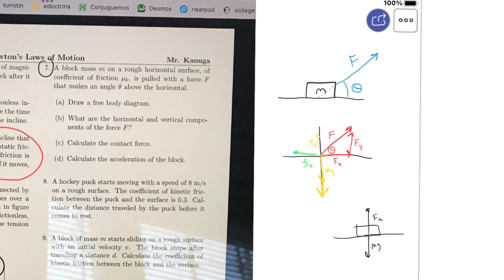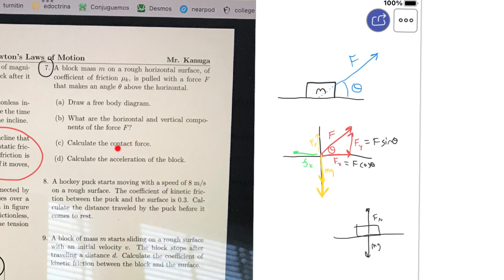So, horizontal, vertical components. Well, this is equal to F times sine theta, okay? And this is equal to F times cosine theta. F being this hypotenuse. So I think we satisfied that one.